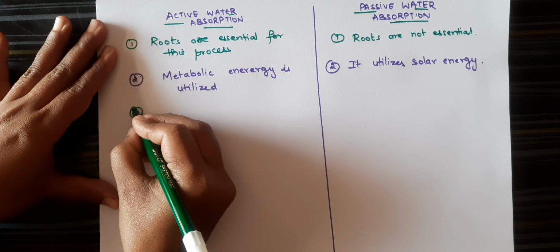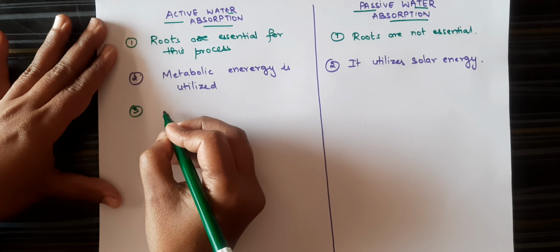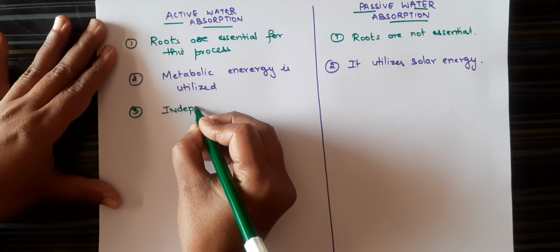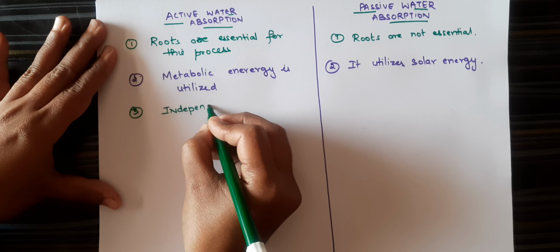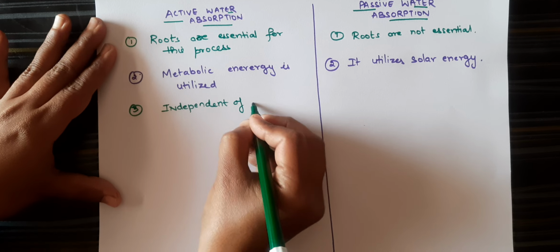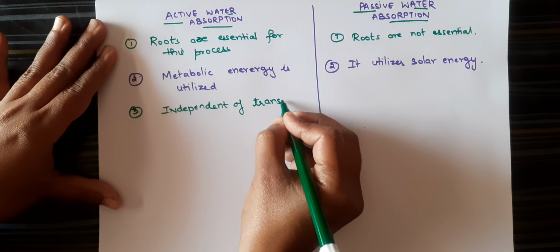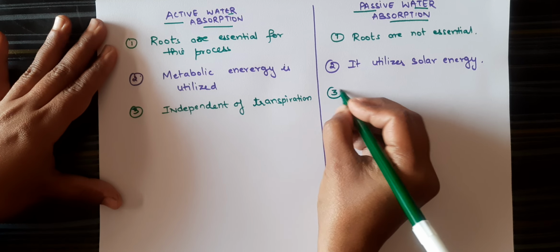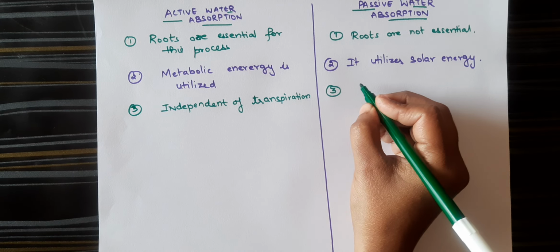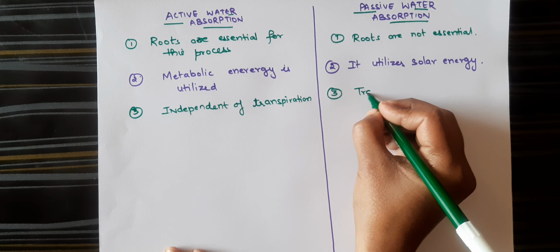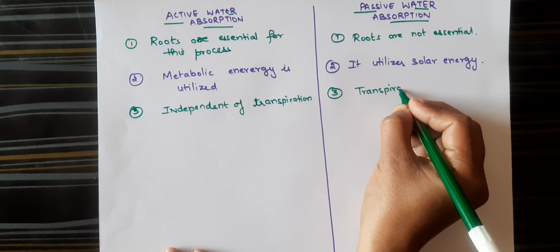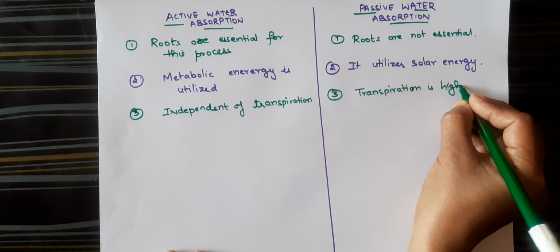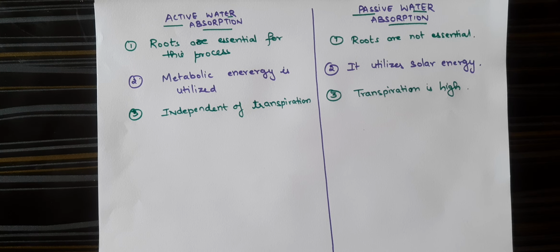The third difference is that active water absorption is independent of the transpiration process. Okay. Whereas the passive absorption will take place when the transpiration is high. So only when transpiration is high will the passive water absorption happen.